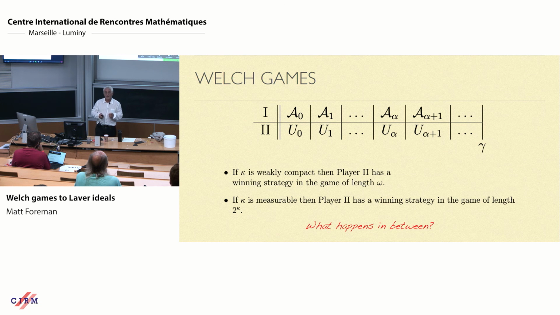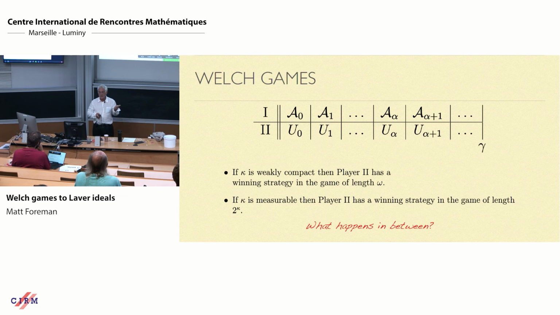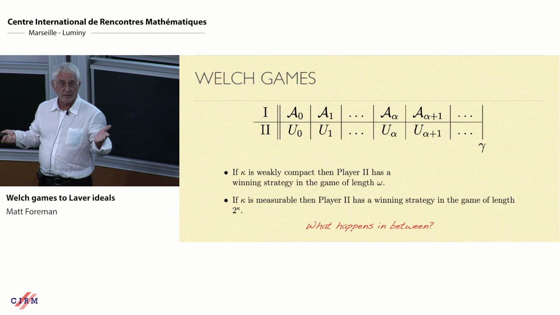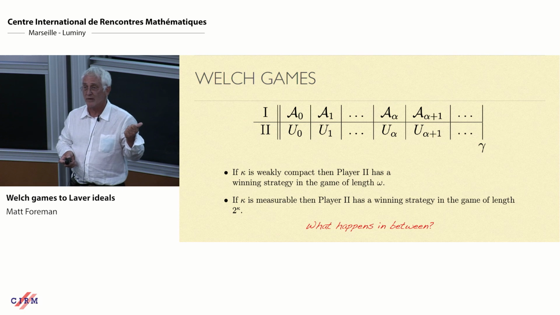Okay, so a couple of comments. The first is that if kappa is weakly compact, then the Kiesler-Tarski result says that player 2 has a winning strategy in the game of length omega. Because all player 2 has to do to win is, I already have A3 and U3, and then you play A4, and then all I have to do is extend U3 to an ultrafilter on A4, and that's exactly what Kiesler-Tarski says that you can do. So if kappa is weakly compact, then player 2 can win the game of length omega.